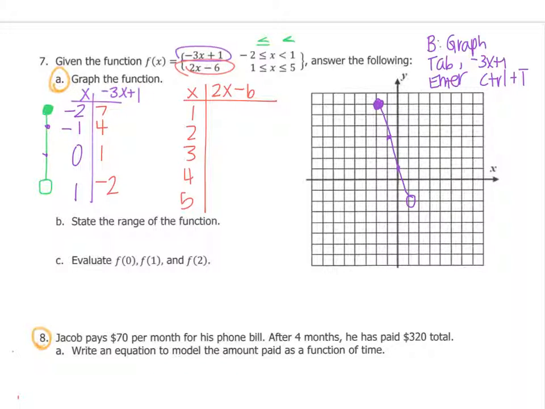Then we're going to go back to our calculator, delete everything that's in there. And this time, instead of hitting tab and typing in negative 3x plus 1, we are going to be typing in 2x minus 6. Hit enter, then Control T to bring up your table. Remember that your table this time should start at positive 1 and go up to 5, so scroll down so that you see positive 1 and start filling in your values. So reading straight down, again, I have -4, -2, 0, 2, and 4.